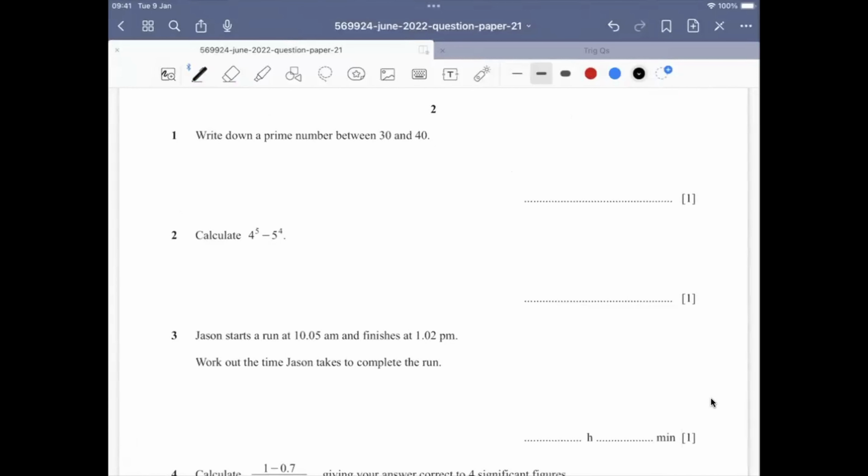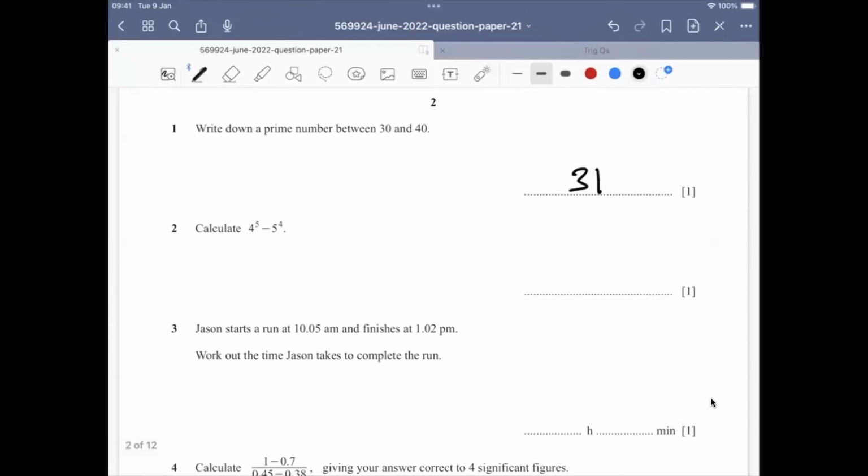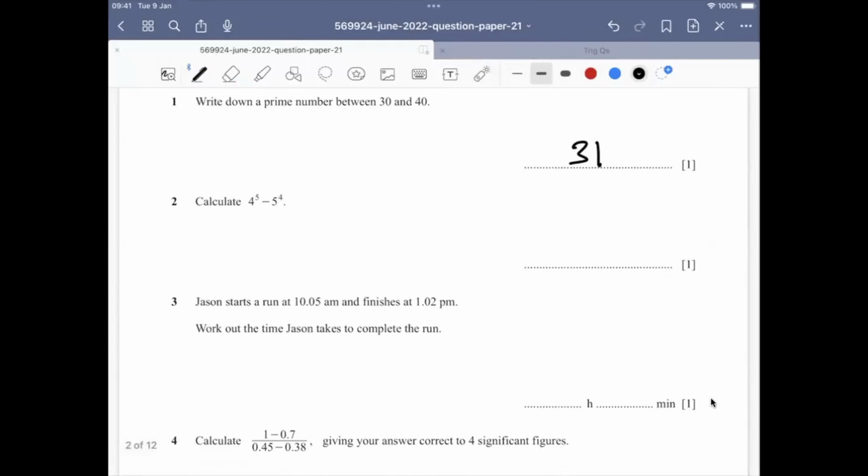Question 1, write down a prime number between 30 and 40. So there are only 2 options here, really, 31 and 37. Every other number between 31 and 40 is divisible by 1, itself and something else, whereas a prime number is a number that's only divisible by 1 and itself.